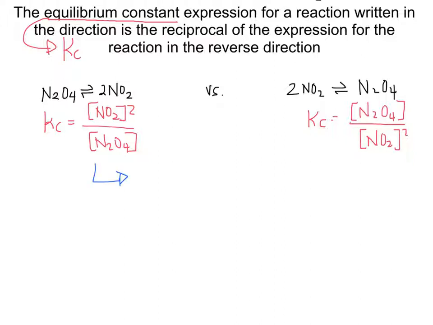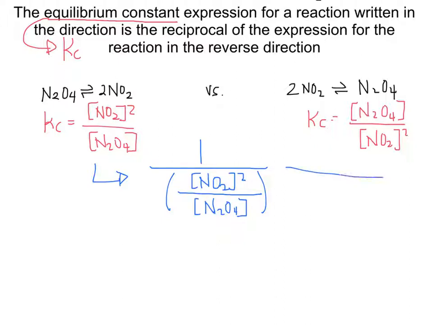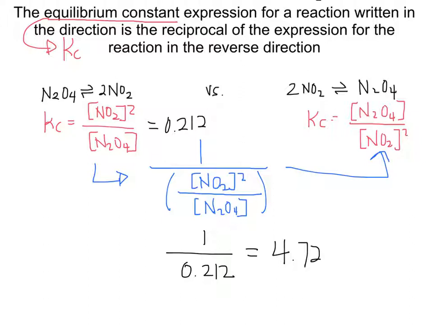So if I take this equation and take the reciprocal of it, which means I take this and divide it by 1, I should come to this expression. So what if Kc for this side is equal to 0.212? I can just go ahead and write for the reciprocal in order to get the value for this. I would just take 1 divided by 0.212, and that is equal to 4.72. Therefore, for the reaction that goes from 2NO2 to N2O4, the Kc value is going to be 4.72.